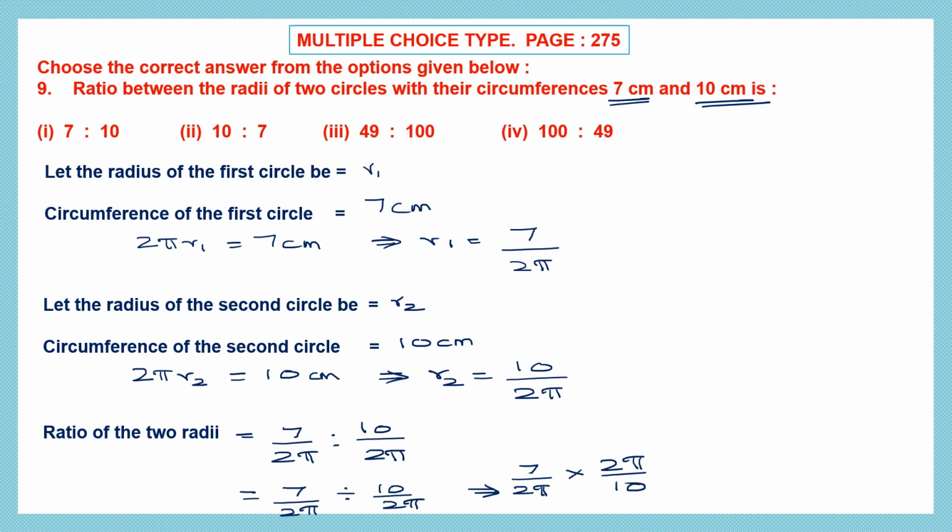Now let's cancel what we can. I can cancel 2 pi and 2 pi. So what do I have left? I have only 7 by 10, and when we turn this to a ratio it becomes 7 is to 10. So this is the ratio between the radii of the two circles. So the answer is 7 is to 10, and that is which option? That is option 1. 7 is to 10.